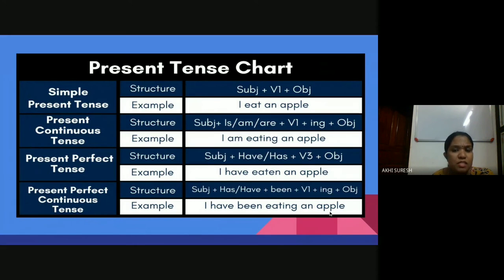I have been eating an apple. I have been writing a letter. She has been writing a letter. He has been writing a letter. They have been writing a letter. They have been eating an apple. She has been eating an apple. If it is he or she, you have to use has. If it is I, they, we, you, you have to use have.